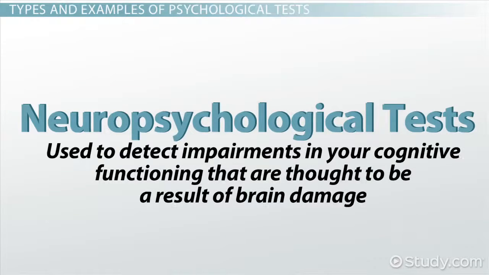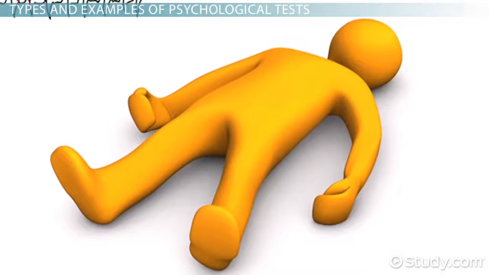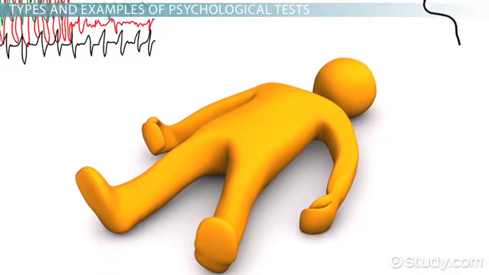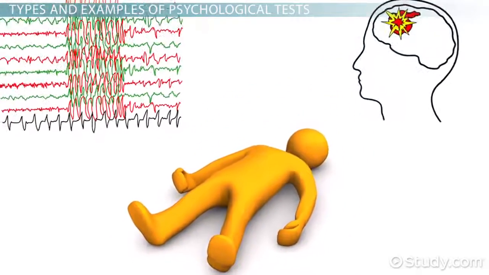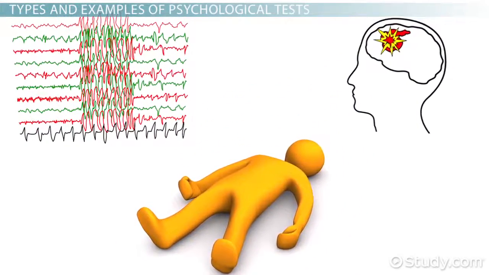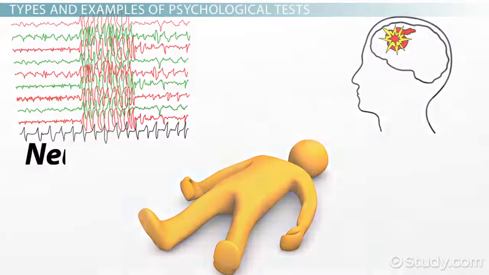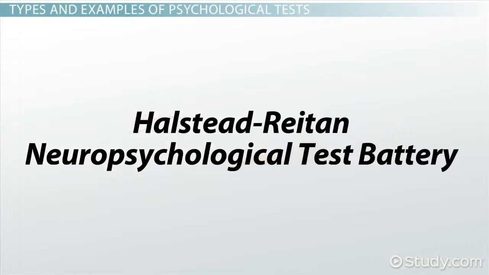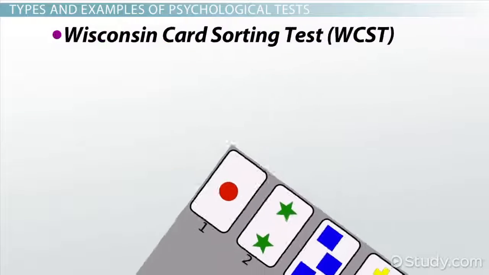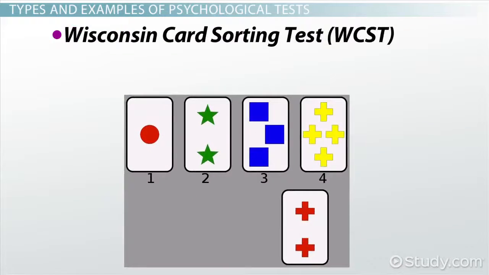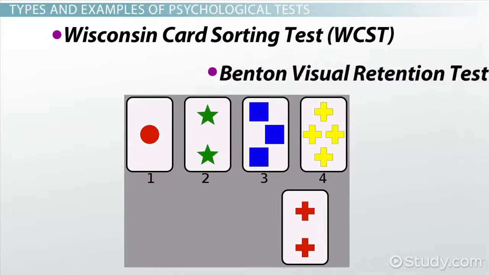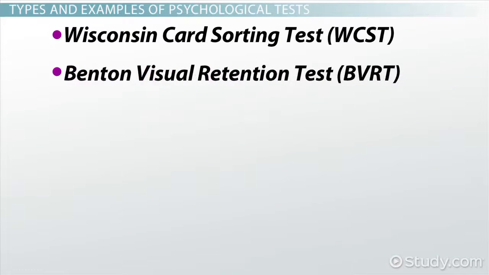Neuropsychological tests are used to detect impairments in your cognitive functioning that are thought to be a result of brain damage. For example, if you were to have a stroke, you might have a neuropsychological test to see if there is any resulting cognitive damage, i.e., decreased ability to think due to damage in a brain pathway. One example of a neuropsychological test is the Halstead-Reitan Neuropsychological Test Battery. Other examples include Wisconsin Card Sorting Test, WCST, Benton Visual Retention Test, BVRT.